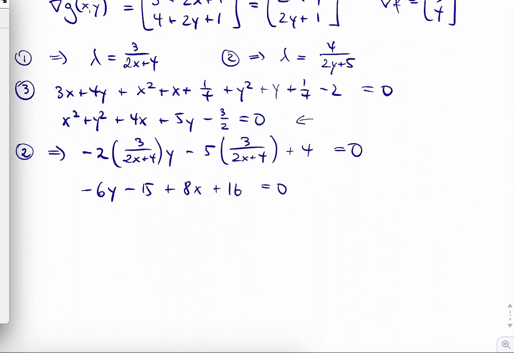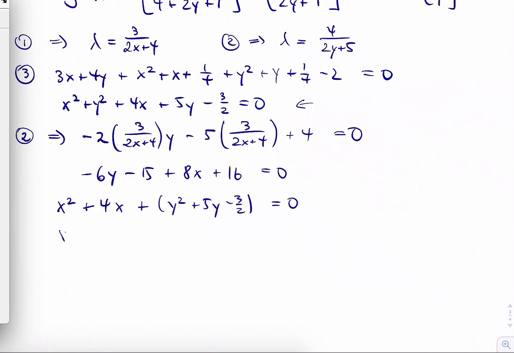Let's write this as a second degree polynomial. So this is x squared plus 4x plus, and now all the terms with y, y squared plus 5y minus 3 half equal to 0. So this we can solve, and we get, of course, a function in y, so x equals minus 2 plus minus the square root of 4 minus (y squared plus 5y minus 3 half).